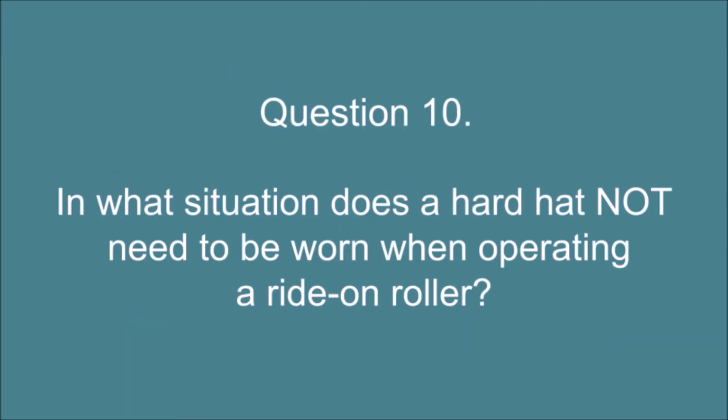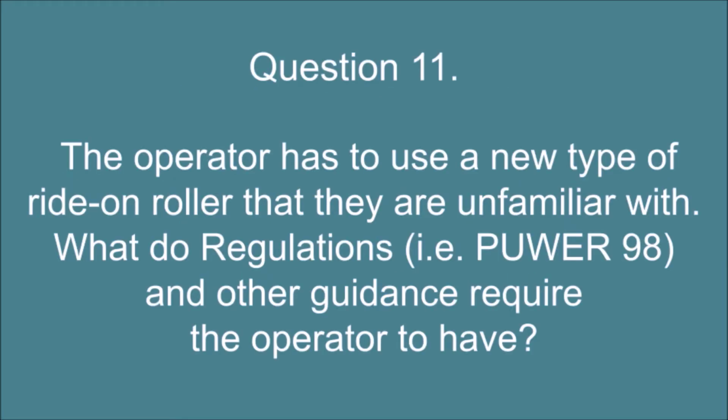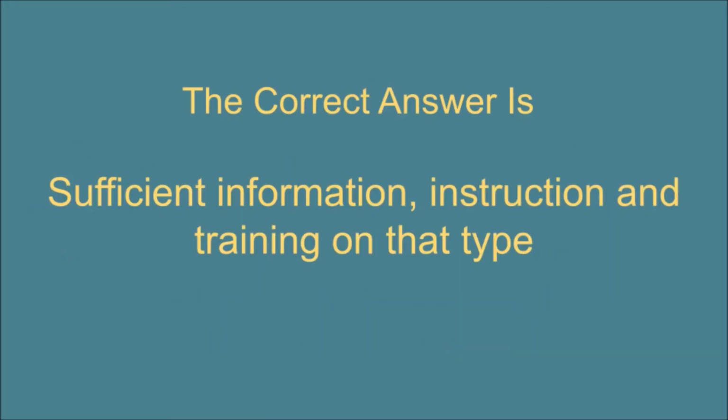Question 10. In what situation does a hard hat not need to be worn when operating a ride-on roller? The correct answer is: when the operator is in an enclosed cab or structure that meets the FOPS regulations. Question 11. The operator has to use a new type of ride-on roller that they are unfamiliar with. What do regulations, i.e. PUWER 98, and other guidance require the operator to have? The correct answer is: sufficient information, instruction, and training on that type.